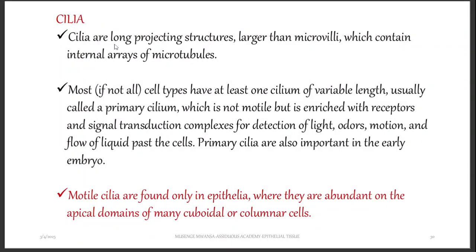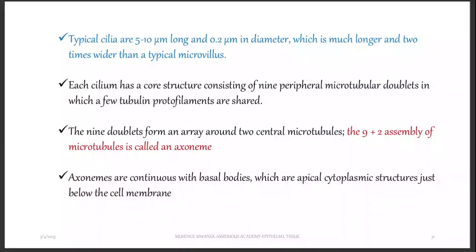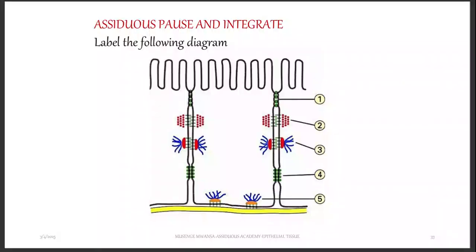Cilia are long projecting structures. They are larger than microvilli. And I've got what we call motile cilia, which are found in epithelium where they are abundant on apical domains of many cuboidal or columnar cells. So cilia are going to be found on columnar and cuboidal cells. These cilia have got some receptors that are going to help in movement. So take note of that.